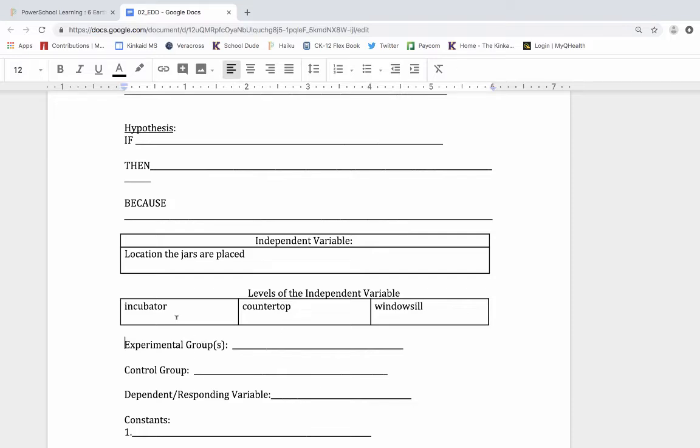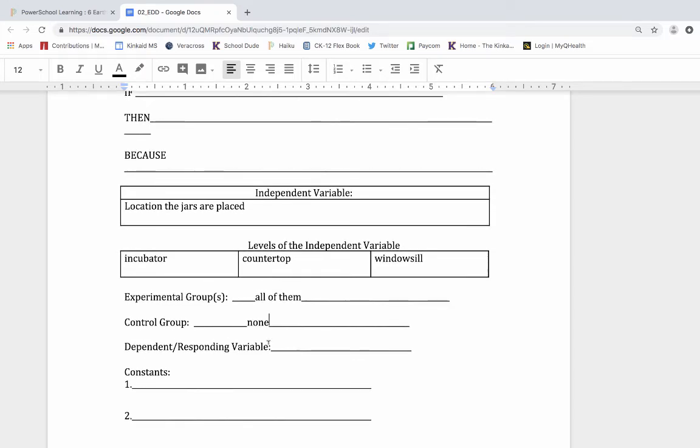Experimental group is asking you, out of these three, which ones are actually getting to be experimented upon. And thinking about it, all of them are getting this experiment done to them by different people. So in this case, all of them. A control group would be if we had a crystal growing in its natural habitat, we weren't testing anything about it. Since that's not the case for this experiment, we are just going to say there's not a control group. Our dependent variable is going to be whenever we return the Monday after Thanksgiving, what are we expecting to see in our jars? We are hoping to see crystal growth.